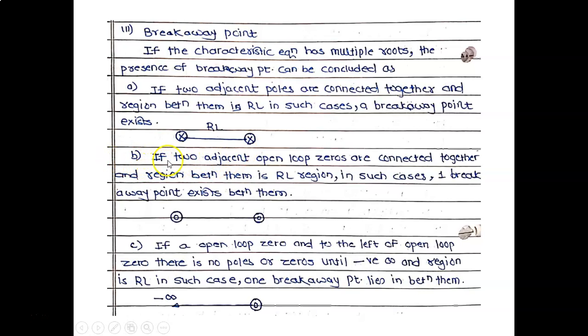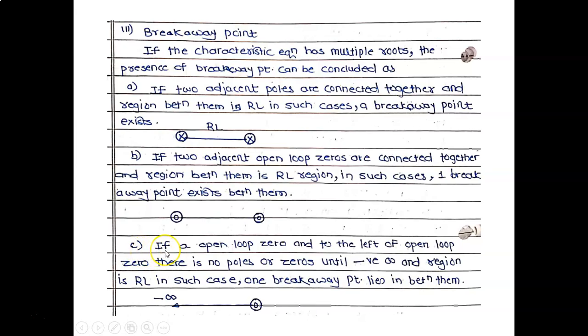Next, second: if two adjacent open loop zeros are connected together and region between them is root locus region, in such case one breakaway point exists between them. Therefore these 2 zeros are there. If they are connected with each other and root locus region exists, therefore there exists breakaway point.